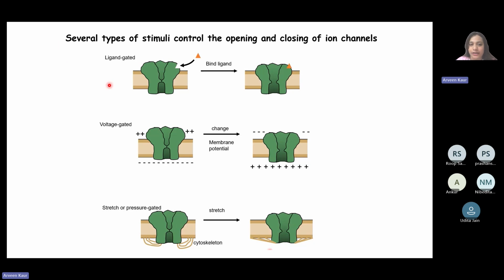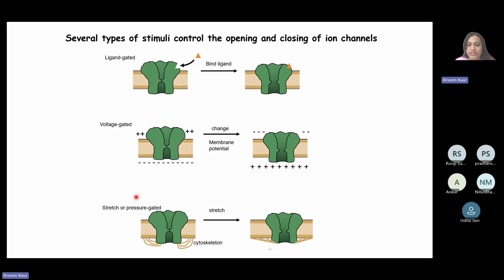Then in this slide we have also done that there are several types of stimuli that control the opening and closing of ion channels. These could be ligand gated. What does ligand mean? It basically means a particle or a chemical substance that comes and binds to the active site of a receptor, and the response is that this channel opens or it changes in conformation such that opening of the channel occurs.